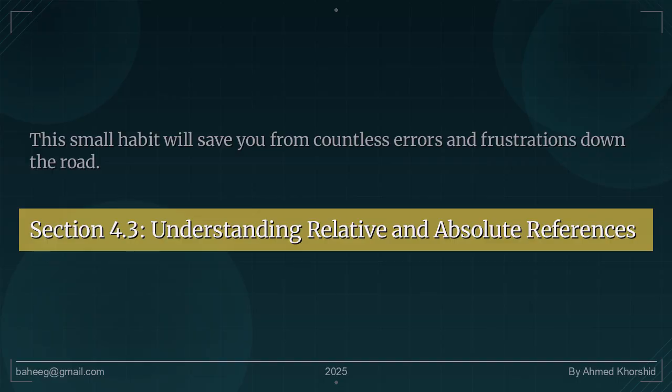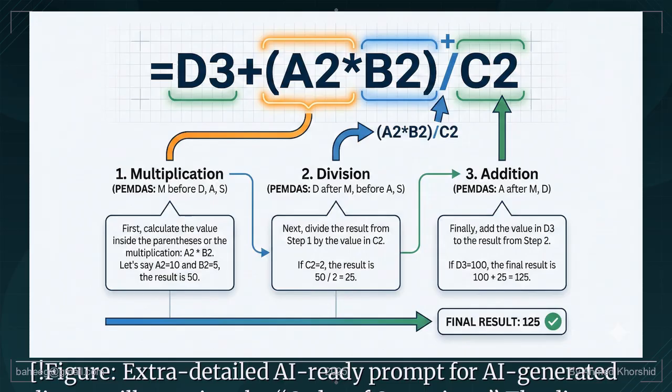Section 4.3, Understanding Relative and Absolute References. Figure: extra detailed AI-ready prompt for an AI-generated diagram illustrating the order of operations. The diagram should have a clear, step-by-step visual flow. At the top, a formula like equals D3 plus A2 times B2 divided by C2 is displayed. Below the formula, a numbered sequence shows the calculation steps.